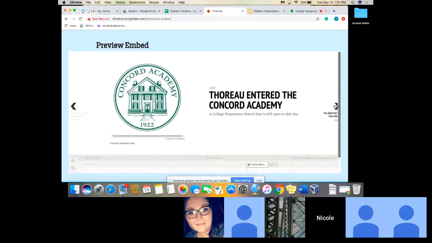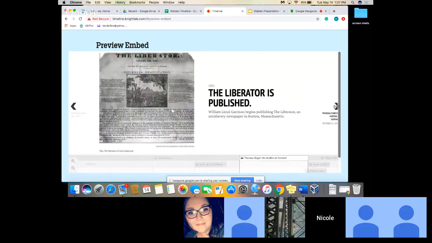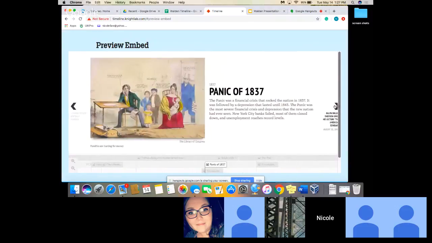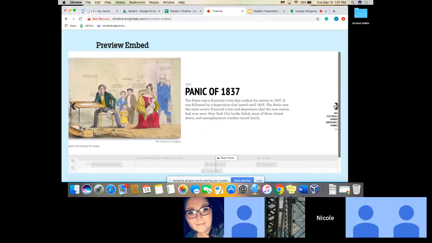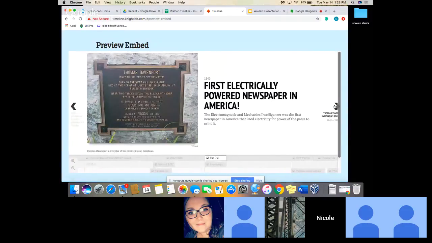Then Thoreau entered the Concord Academy. I'm just going to go over briefly another historical event. Liberator was published. Thoreau begins his studies at Harvard, and this is an academic building on Harvard campus. I'm not sure which one, but it was cool to find a picture. Journal, again, different. And you can see as we're continuing on the timeline, this is in the world category and it continues on in succession. That is where he met Emerson, which is really important.